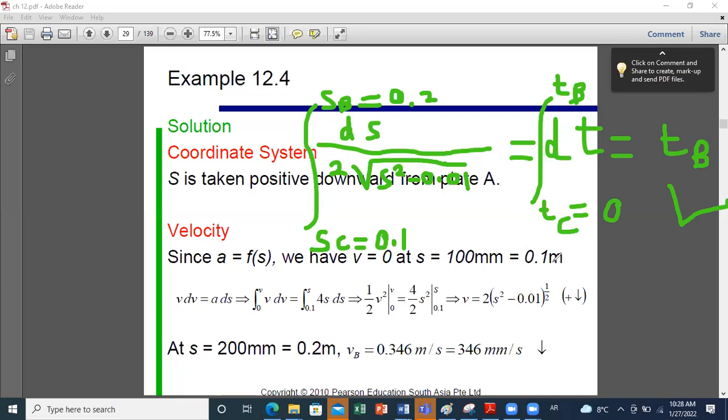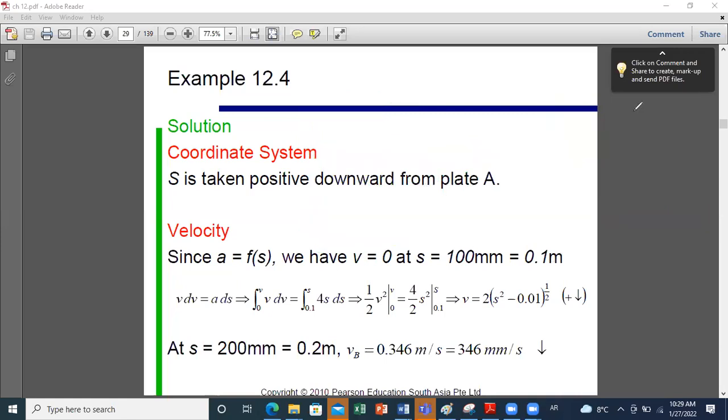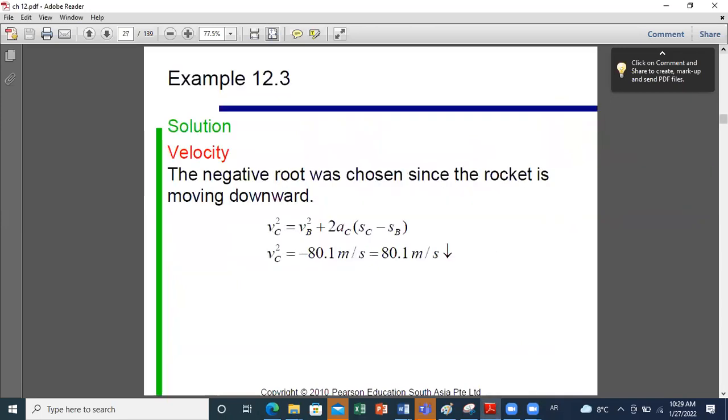Any question on this? Professor, I have a question. Yes. Now we derived from the last exercise that v squared equals 4s squared minus 0.04. Okay, right? Why did we take the positive root and not the negative? Exactly, because you are moving downward. So v is downward, and your coordinate is positive down.